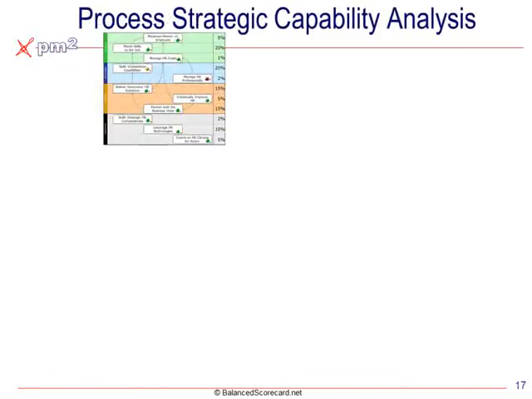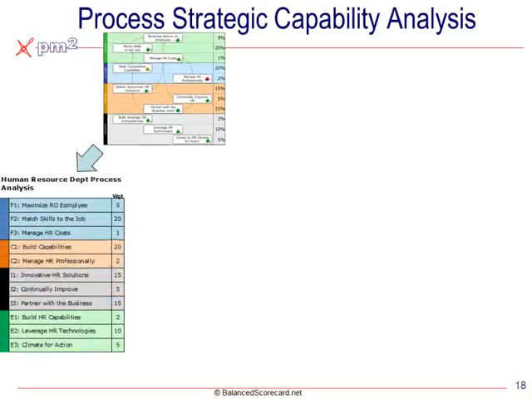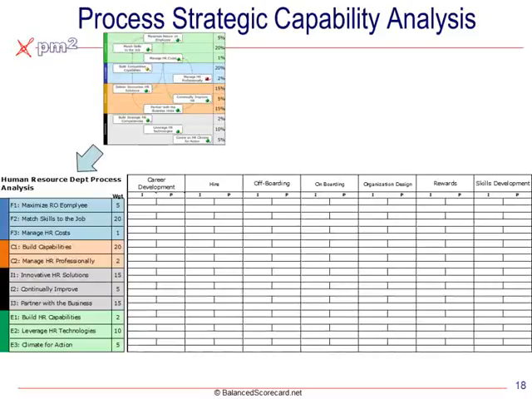We should be able to take the strategy map and list those objectives down the left side of a table. And across the top, the core processes. So in this example, we might have HR processes like career development, hiring new people, offboarding, onboarding, organization design, and so forth. And what we should be able to do is rate and rank the impact and performance of each process against each strategic objective.